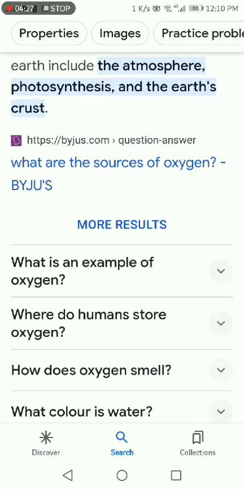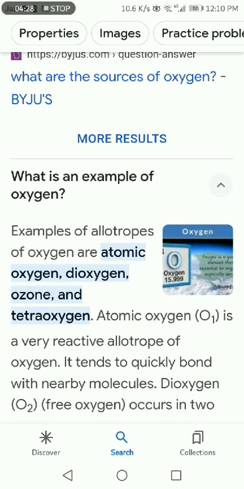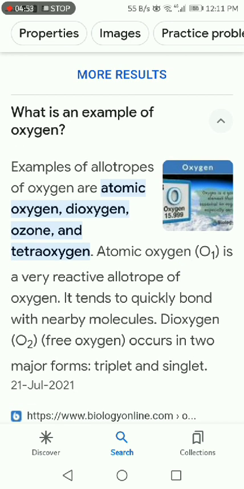What is an example of oxygen? Examples of allotropes of oxygen are atomic oxygen, dioxygen, ozone, and tetraoxygen. Atomic oxygen is a very reactive allotrope of oxygen. It tends to quickly bond with nearby molecules, such as dioxygen.